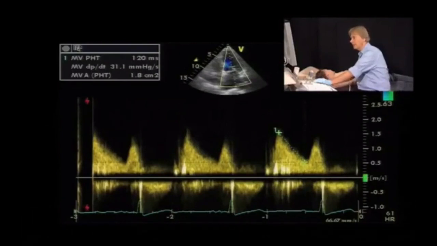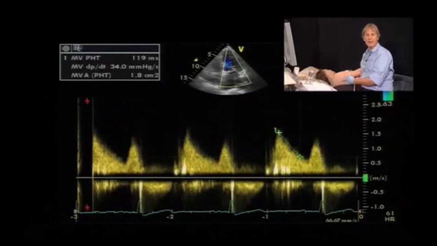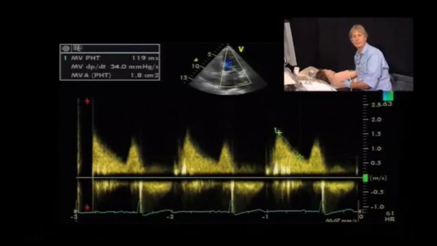However, look what happens if I just slightly change the slope. You get very large variations in mitral valve area, ranging from 1.5 maybe even to 2.1, just by changing the slope just slightly. So it's a very sensitive parameter. Keep this in mind when you perform the pressure half-time.